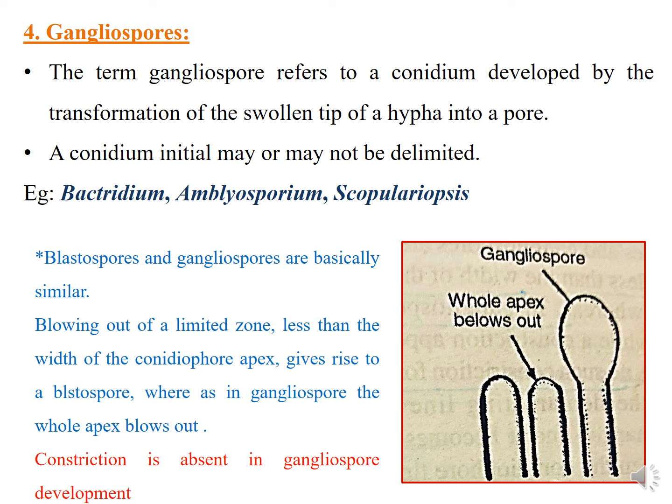The only difference between blastospore and gangliospore is that in a gangliospore the entire conidiophore apex is transformed into a conidia-like structure, whereas in a blastospore only a narrow portion of the conidiogenous cell or tip of the hypha transforms into a conidia-like structure. In a blastospore, constrictions are formed to separate the conidia, but in a gangliospore there is no formation of constrictions. Here we can see in the picture there are no constrictions.